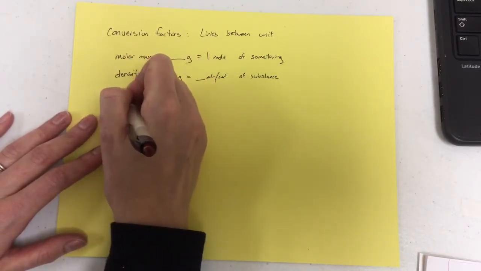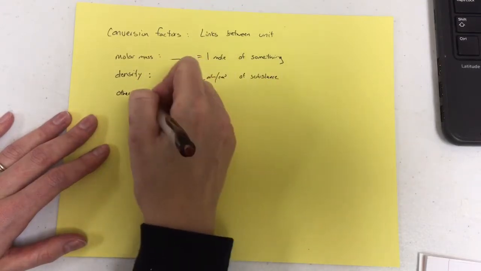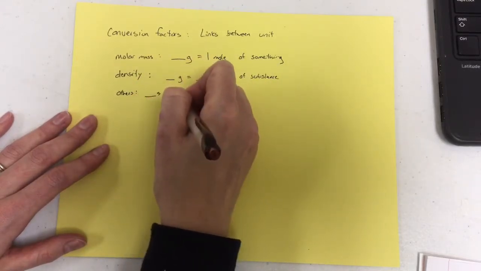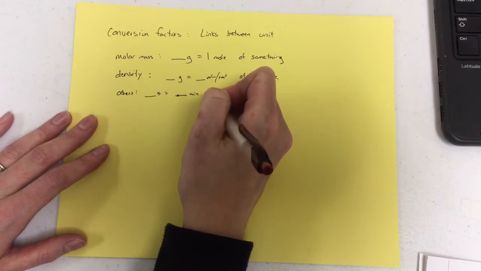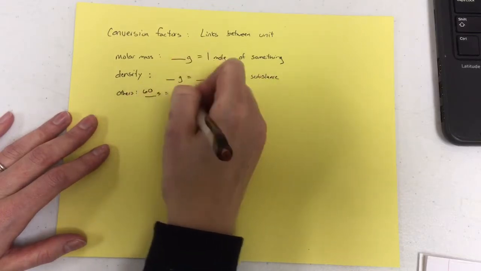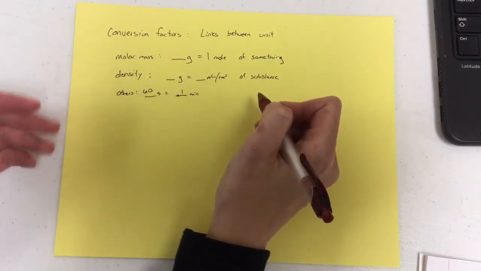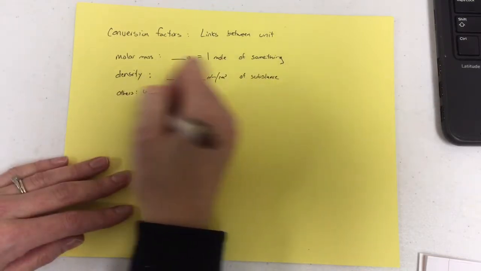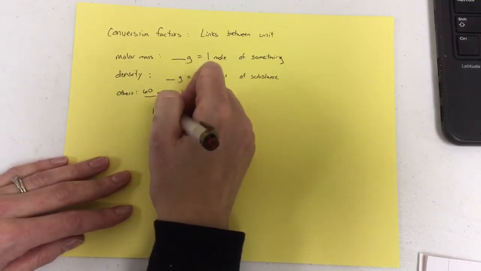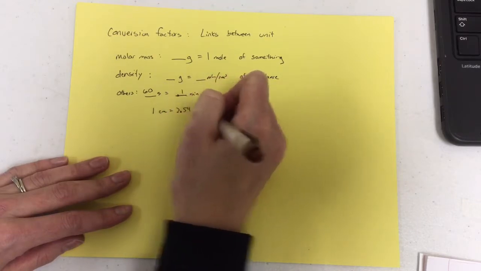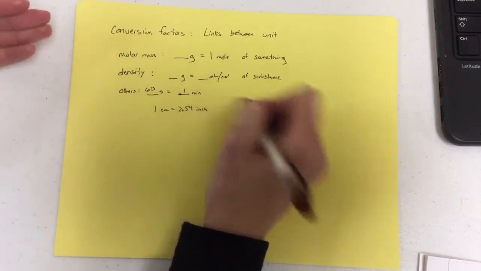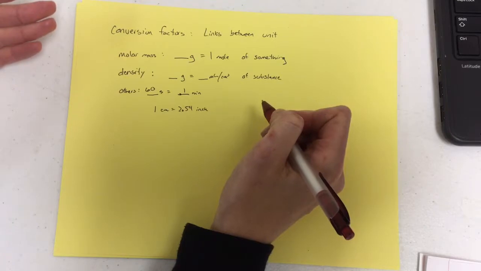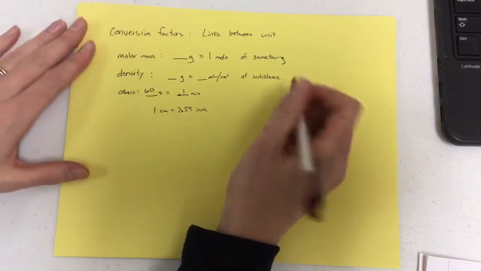And then there's lots and lots of others, which you probably know. How many seconds are in a minute? 60 seconds in 1 minute, and there's 365 days in a year, and 12 inches in a foot. And then there are some that you might not be familiar with, like 1 centimeter is 2.54 inches. I have a whole bunch of random conversion factors sitting in my head because I've been doing this for a long time.